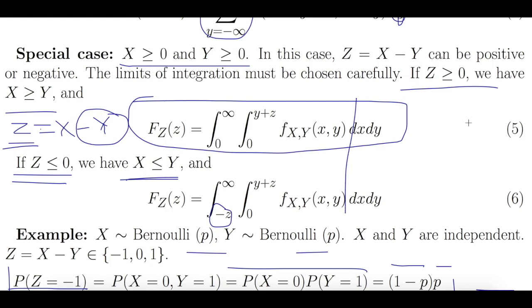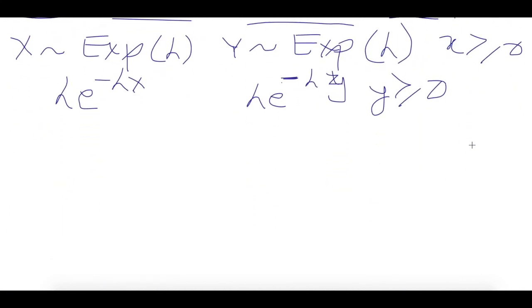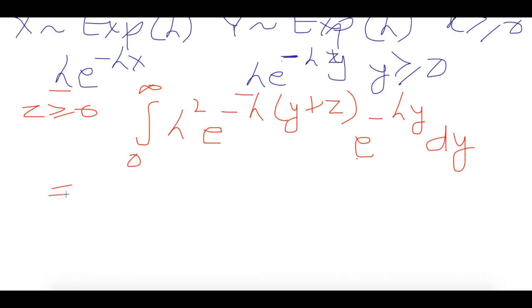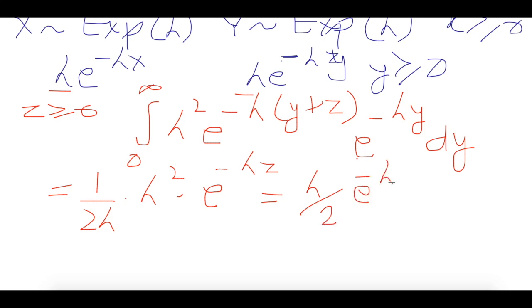In order to solve this, we have to consider z greater than 0. So this is simply the integral from 0 to infinity of lambda squared, because of this lambda and this lambda, times e to the minus lambda (y plus z) and e to the minus lambda y, dy. This is straightforward integration, and you should get 1 over 2 lambda times lambda squared times e to the minus lambda z, which is equal to lambda over 2 e to the minus lambda z.